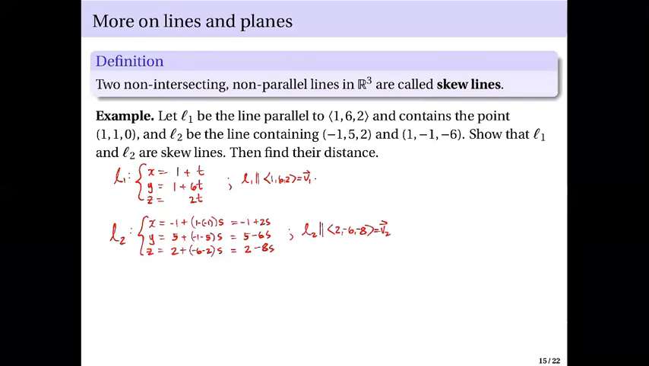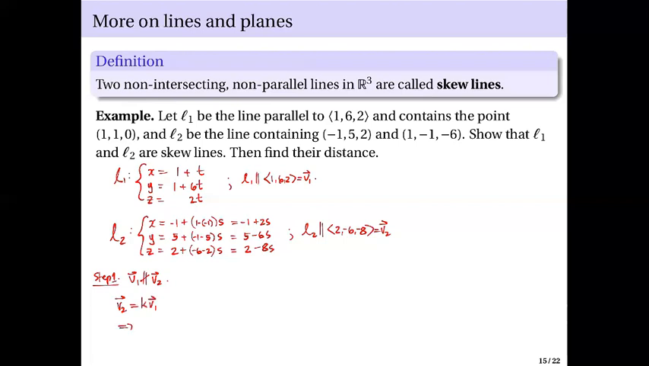Okay? So we want to show they are skew lines. Okay? So to show V1 and V2 are non-parallel. So step 1, V1 not parallel to V2. Okay? So let's see. Let's have V2 equals KV1.